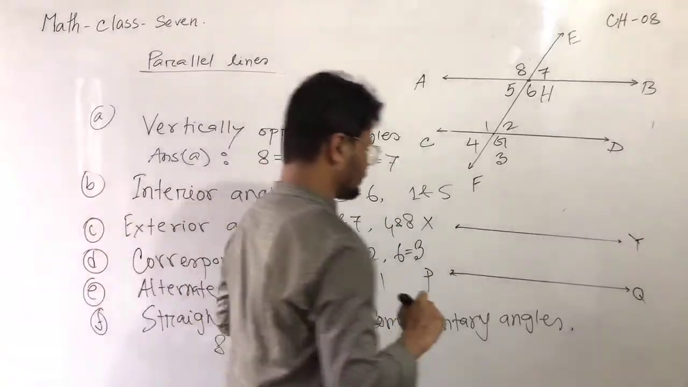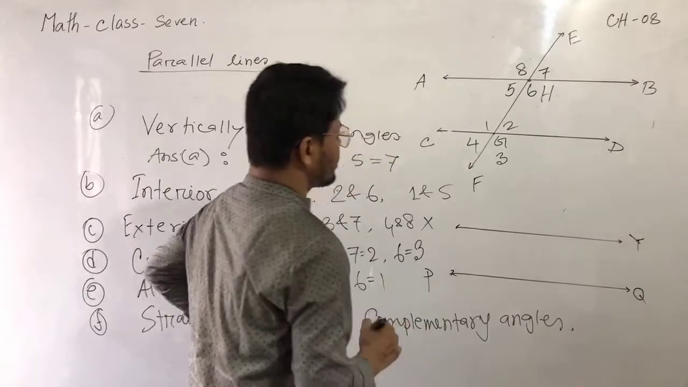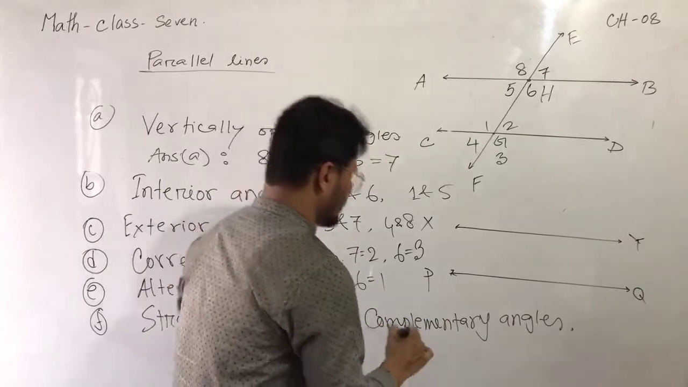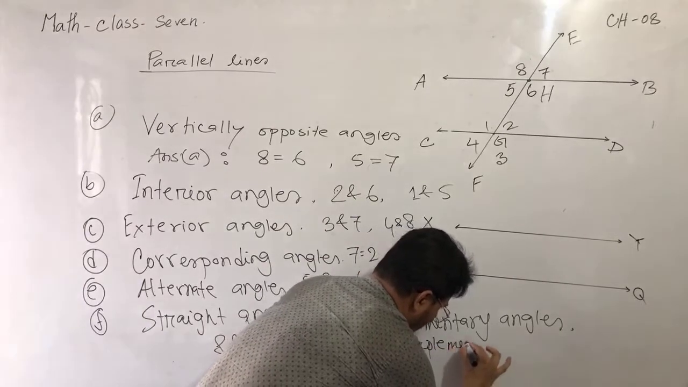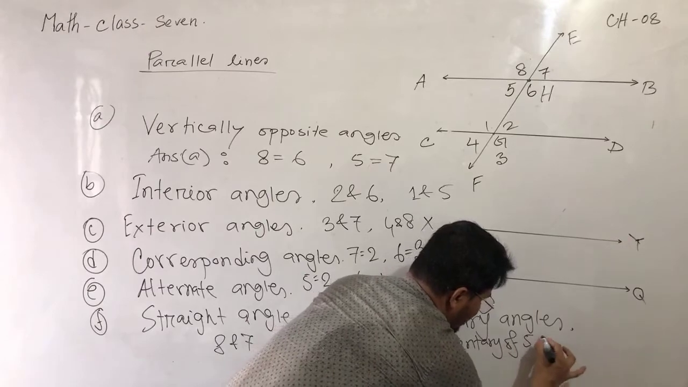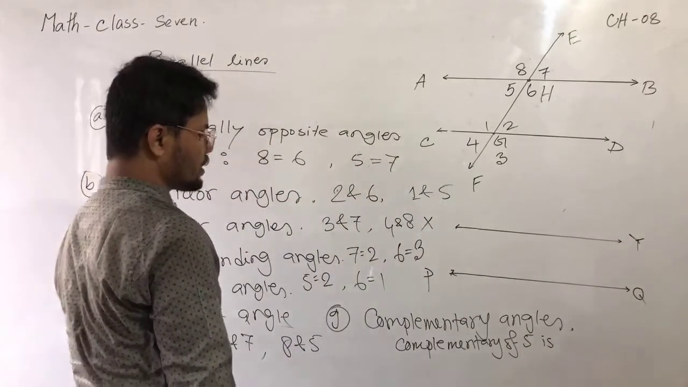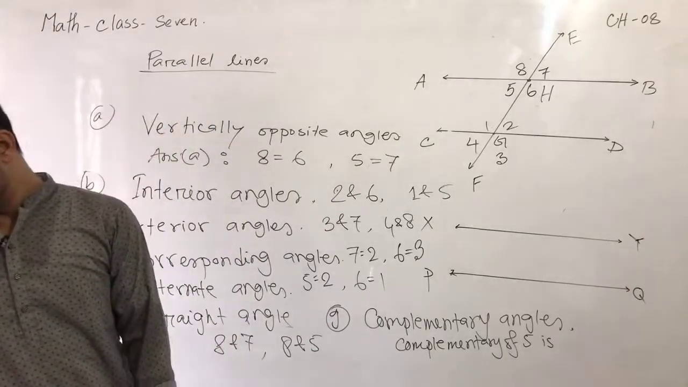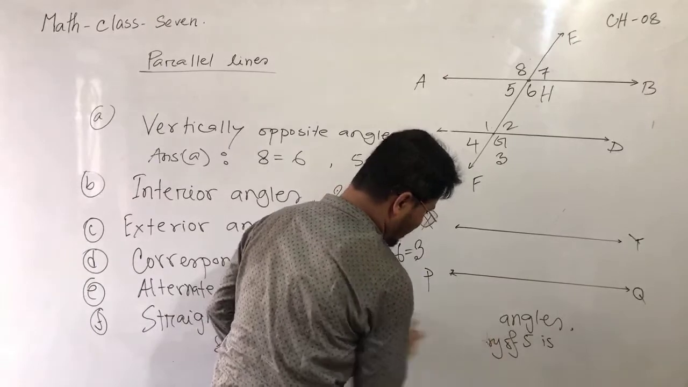Complementary angle. So the complementary of 5, sorry, supplementary. This angle will not be a complementary angle. There is no complementary angle. This one will be a supplementary angle.